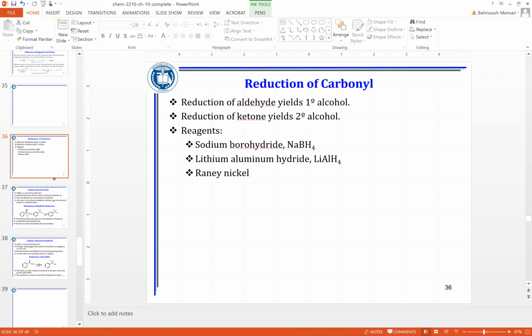Okay, another method to prepare alcohol is reduction of carbonyl. Remember, reduction of aldehyde would give you primary alcohol. Remember the definition for oxidation and reduction in organic chemistry. Reduction means adding 2 hydrogens. Oxidation means removing 2 hydrogens or adding oxygen.